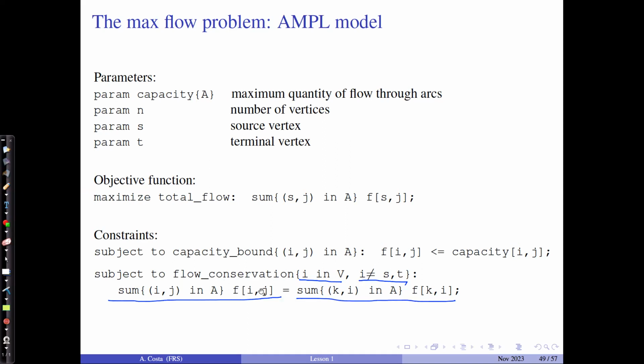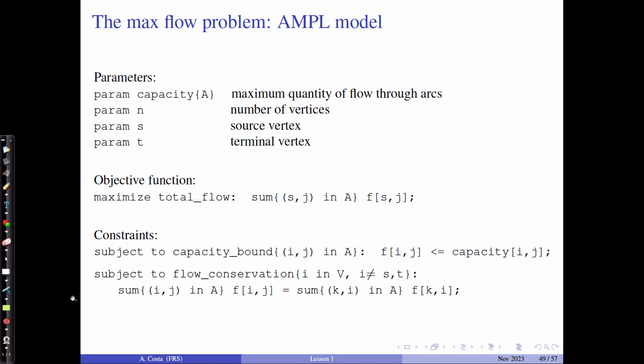that is, I is the node we are looking at, this is the flow that is going out from I to some other node J, right? The sum of all this flow is equal to the flow that from node K is going inside I. In other words, what is entering node I is equal to what is going out from node I. This is the flow conservation.